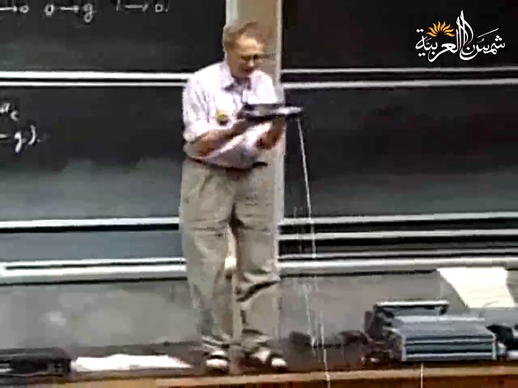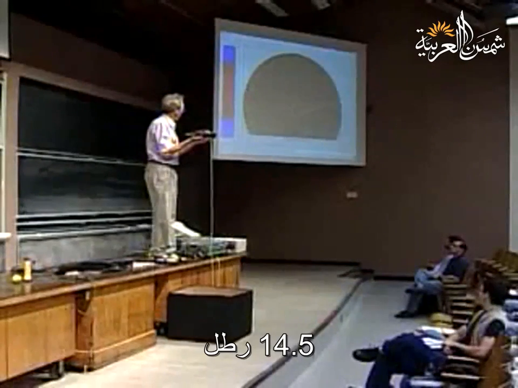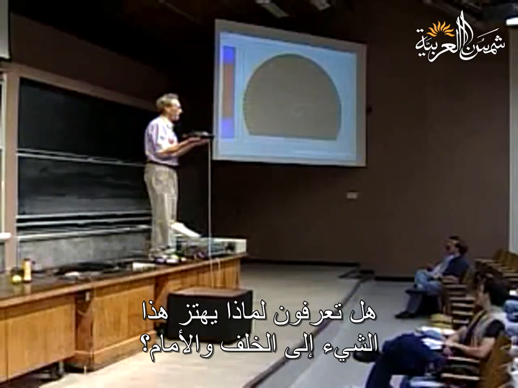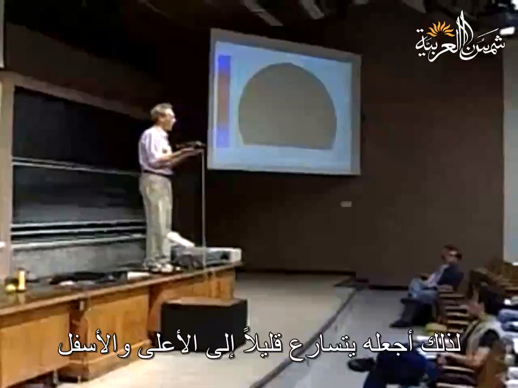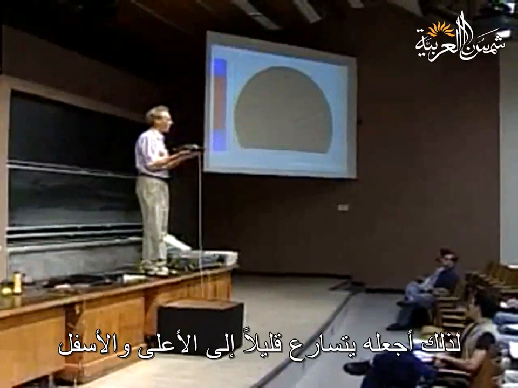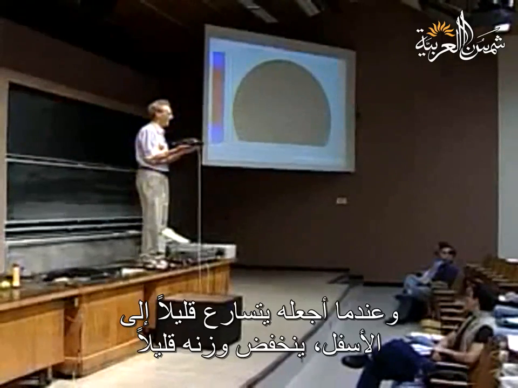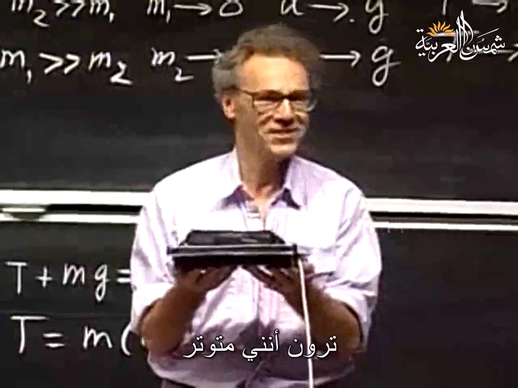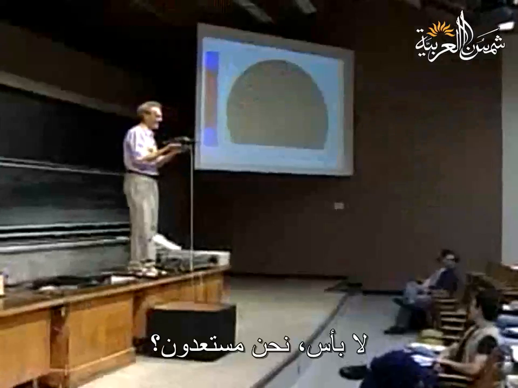Okay. 14.5 pounds. You know why the thing is actually jiggling back and forth? I can't hold it exactly still. And so I slightly accelerate it upwards and downwards. And when I accelerate it slightly upwards, it weighs a little more. And when I accelerate it downwards, it weighs less. It's interesting. You can see I'm nervous. Yeah, that's my nervous tension meter there. Okay. We ready?